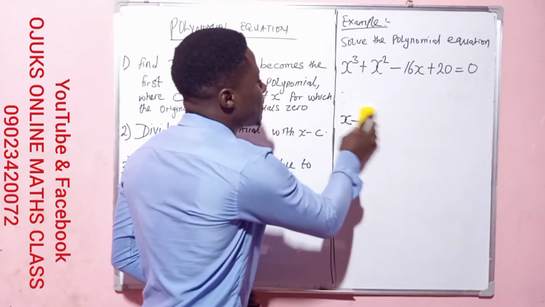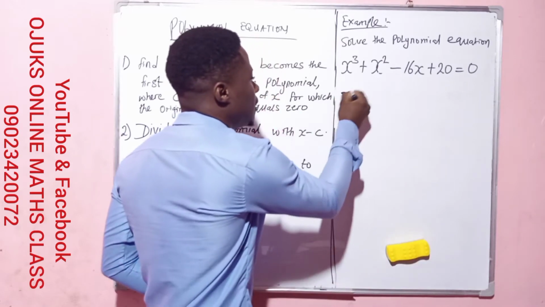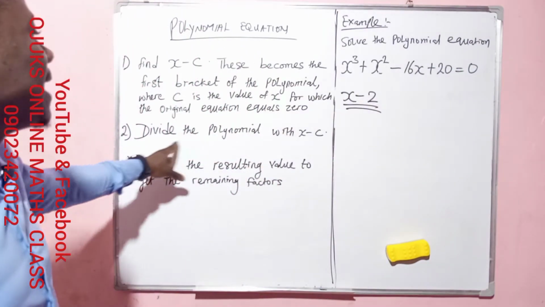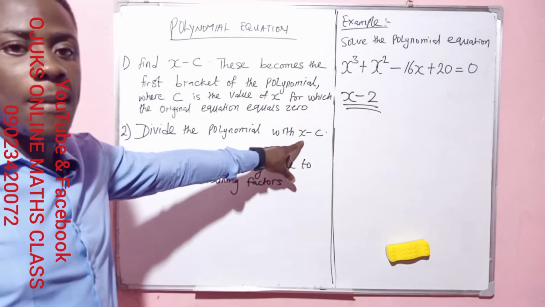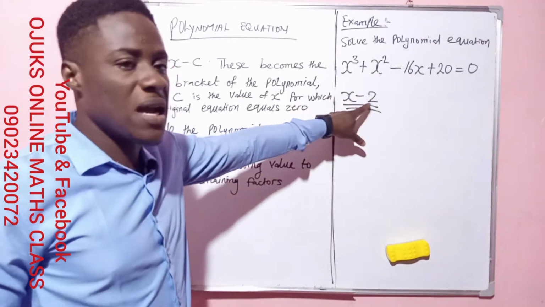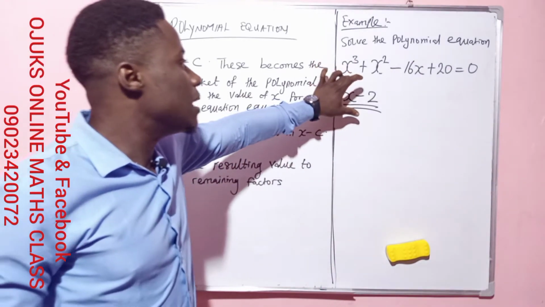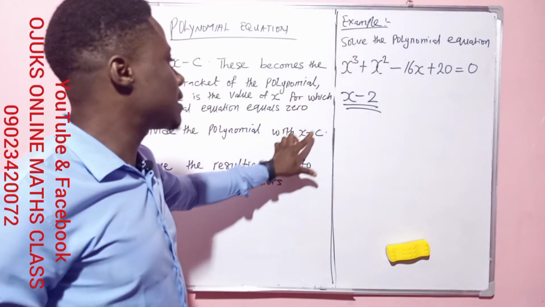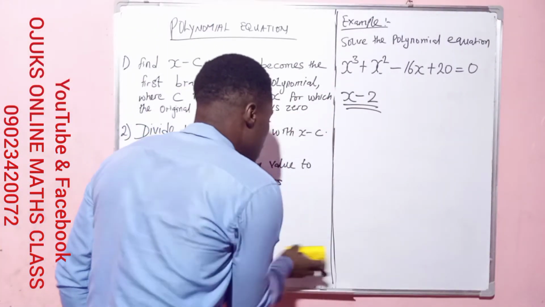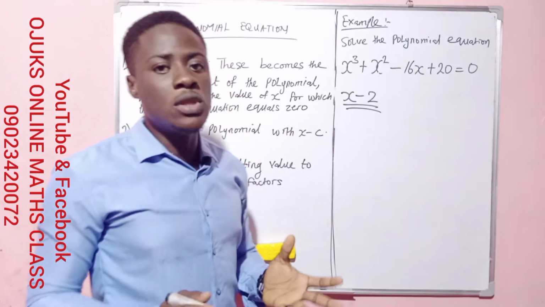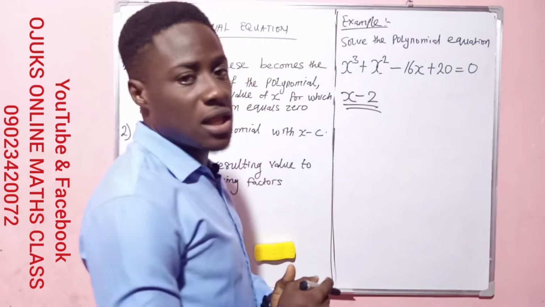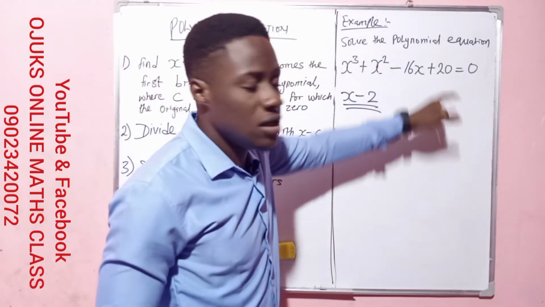Now, since we have gotten x minus 2 as our first factor, which is our x minus c, the second step is to divide the polynomial by x minus c. And our x minus c in question is x minus 2. We are going to divide this equation thoroughly by x minus 2, which is the first factor. If you do that, it's very simple. We'll divide this using the long division method. How do we apply the long division method in dividing this equation?